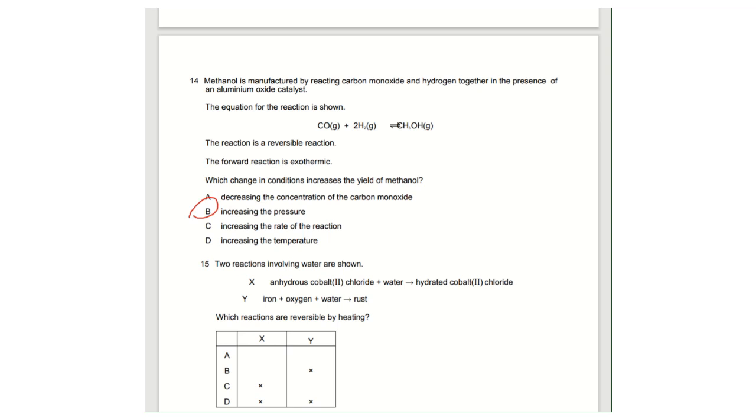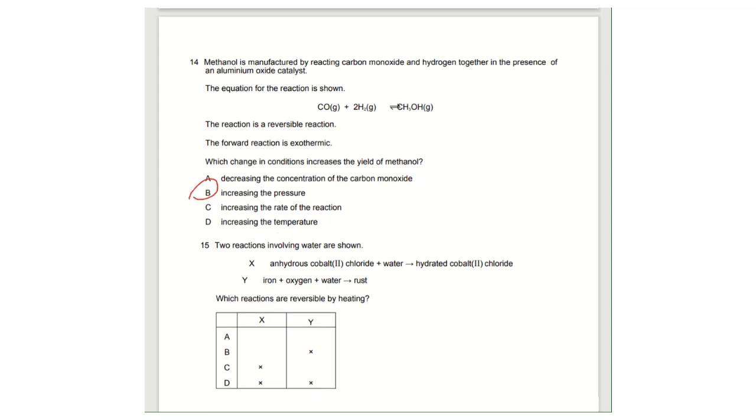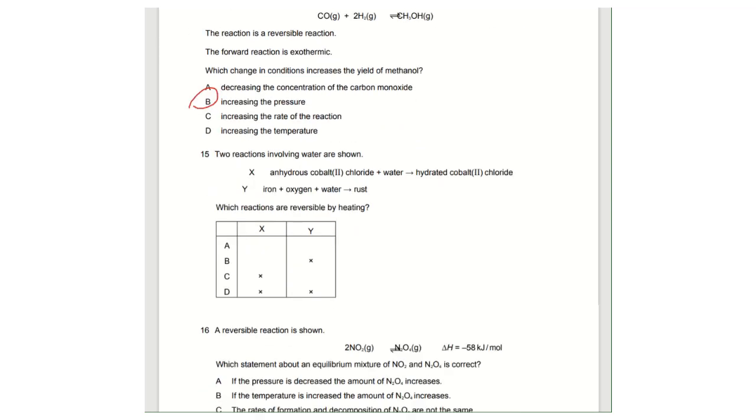Two reactions involving water are shown. Anhydrous copper sulfate plus water gives hydrated copper sulfate. Iron plus oxygen plus water gives rust. Which reactions are reversible by heating? The first reaction is reversible. So we can select A, because the options were missing, so I have made my own options.